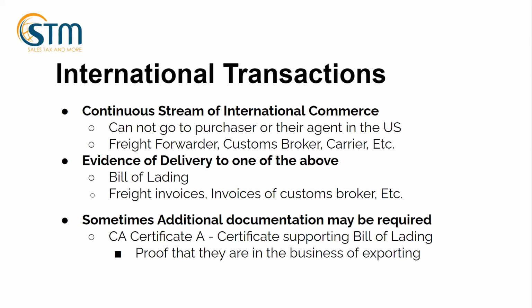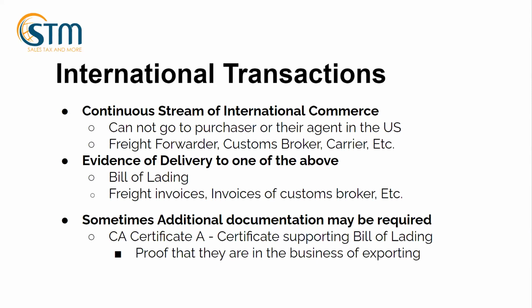Now, we have to document this. It's got to be evidence of delivery to one of those above. And one of the easiest things to get is a bill of lading. You can't just say, well, my invoice says that it's going overseas. That's generally not going to be enough. The states want something more than that. So a bill of lading is the most common. Just about every state will accept that.